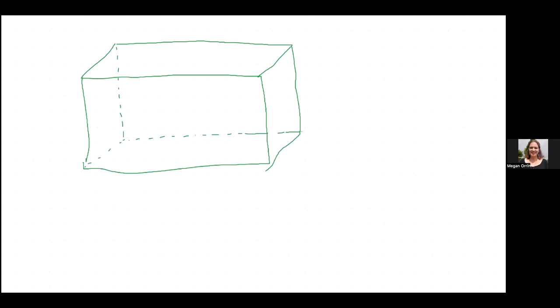So this is our 3D cardboard box. I'm going to say that this is 2.4 meters long, 1.1 meters deep, and 1.8 meters high. All right, is it? We're about to find out.